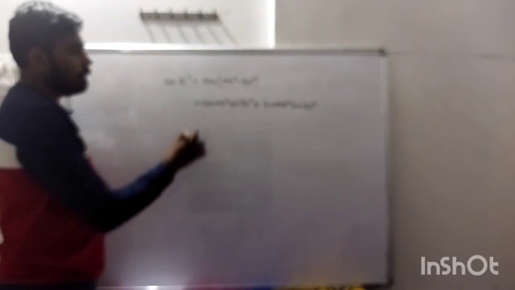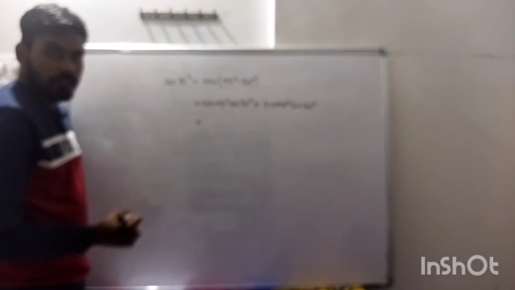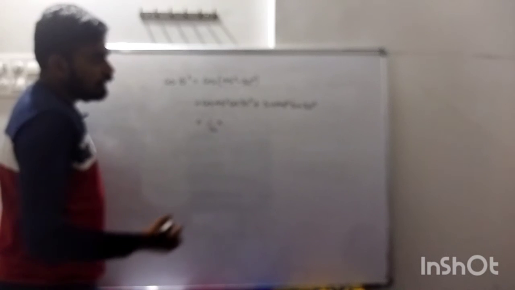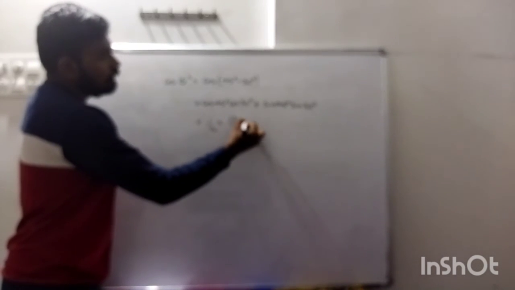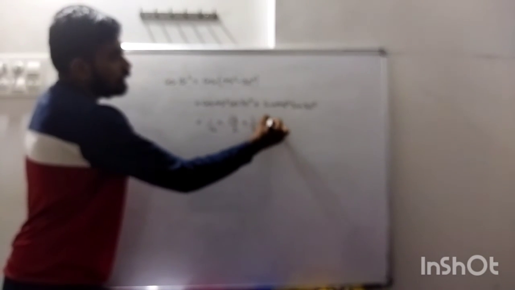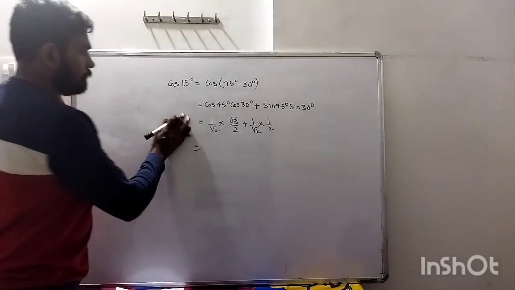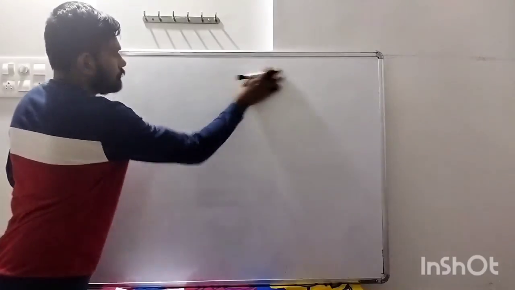Similarly, if we simplify this, what do we get? Cos of 45 degrees is 1 upon root 2, cos of 30 degrees is root 3 upon 2, sin of 45 degrees is 1 upon root 2, sin of 30 degrees is half. Then simplify and you get the answer. Same way you can find for all trigonometric ratios.